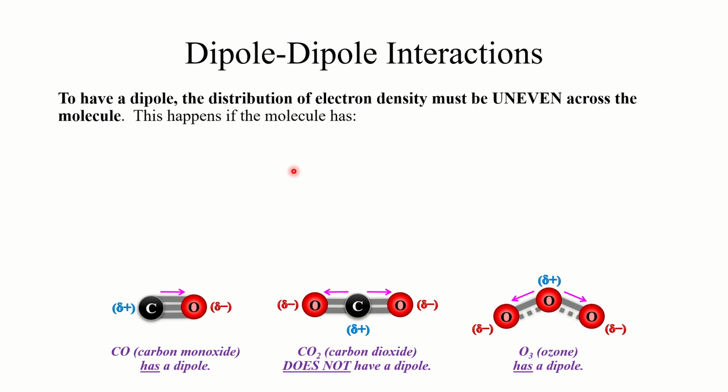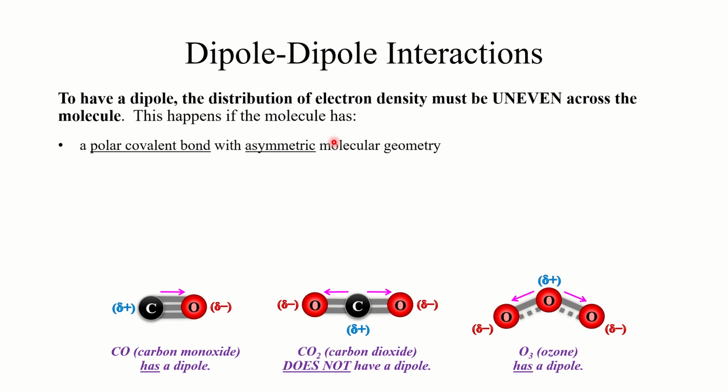Now, to have a dipole, the distribution of electron density must be uneven across the molecule. Again, this refers to what you learned about in Chem 151, but we're adding a little more detail here. The first and most obvious case is if you have a polar covalent bond with asymmetric molecular geometry. Definitely a polar molecule, definitely going to experience dipole-dipole interactions. That would refer to the first example, carbon monoxide. We've got a polar covalent bond between the carbon and the oxygen.